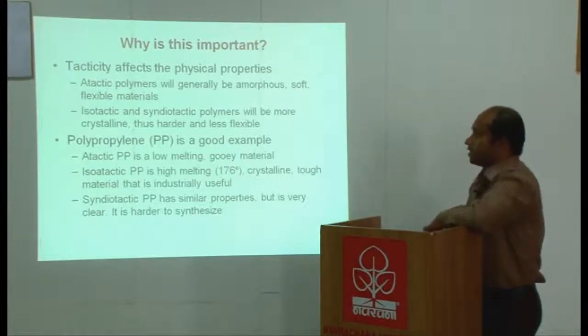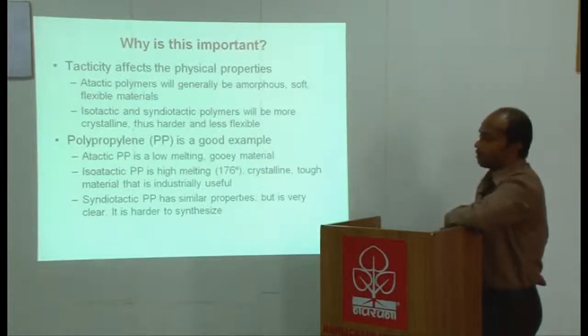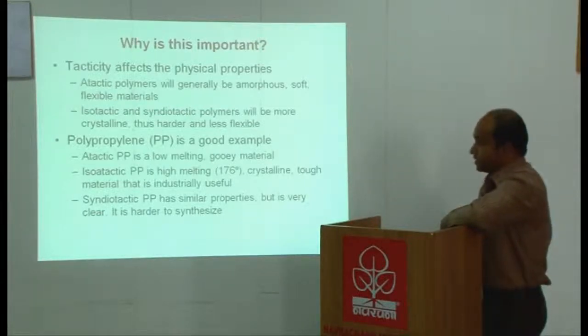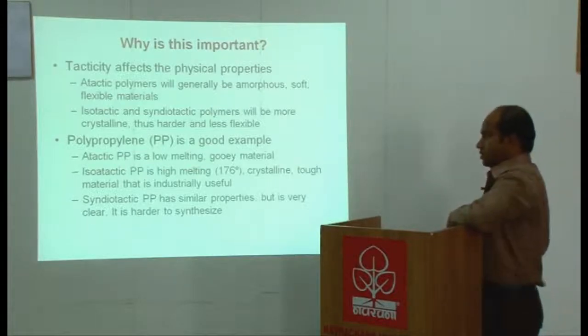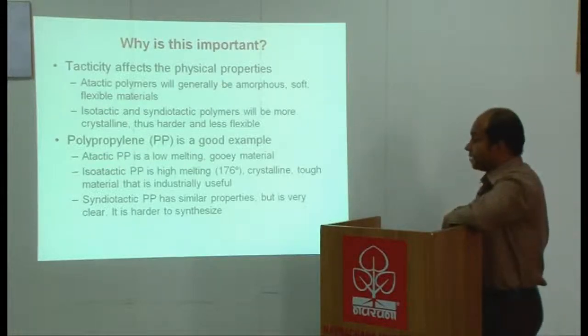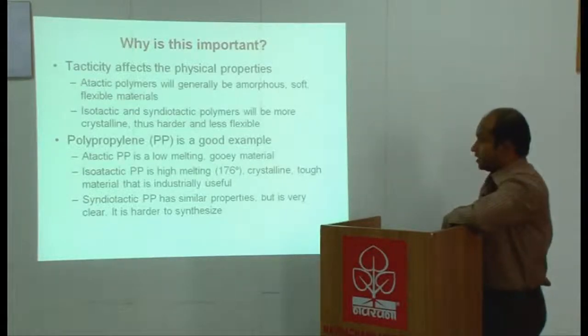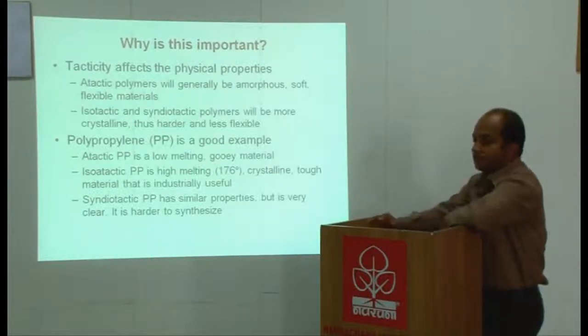Atactic polypropylene is a very low melting polymer and a very gooey type of material which is amorphous and quite flexible, whereas isotactic polypropylene is a high melting, crystalline, tough material and important industrially. But in case of syndiotactic polypropylene, though it has properties which are similar to those of isotactic, it is very clear but a very difficult type of polymer to synthesize.